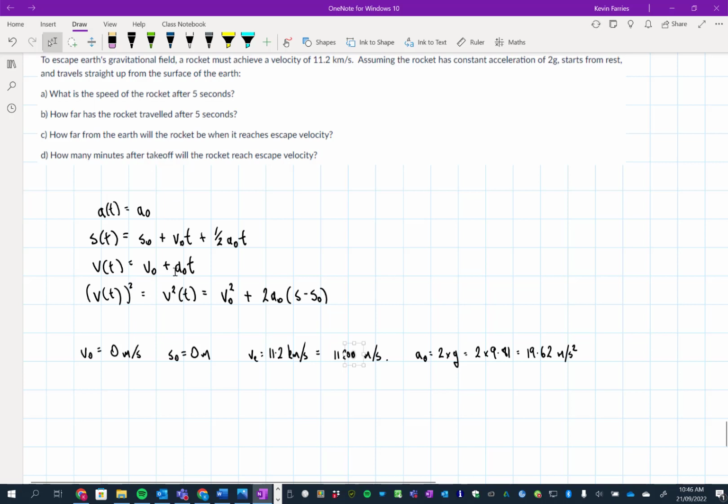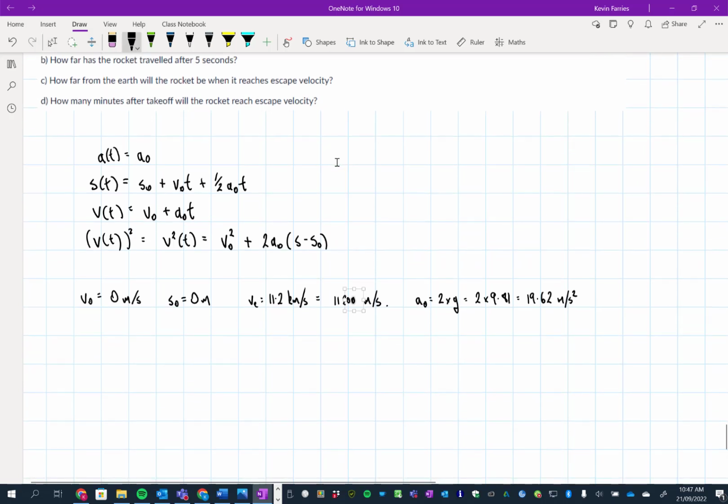So the first thing we want to know is what's the speed of the rocket after 5 seconds. So we know A0, we know V0, we're given the time, so we want to use this equation here. You're just looking at what it's asking for, what you're trying to find out. We're trying to find out the velocity at a given time, so therefore we want to be using that equation there. So now we're on to A.